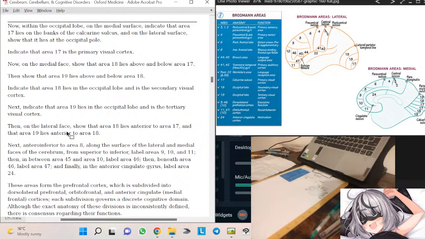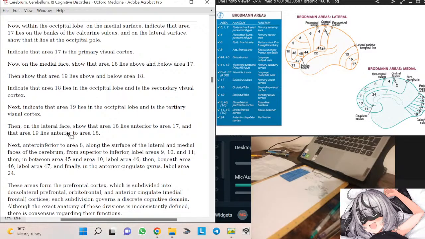Now, within the occipital lobe, on the medial surface, indicate that area 17 lies on the banks of the calcarine sulcus, and on the lateral surface, show that it lies at the occipital pole. Indicate that area 17 is the primary visual cortex. Now, on the medial face, show that area 18 lies above and below area 17. Then show that area 19 lies above and below area 18. Indicate that area 18 lies in the occipital lobe and is the secondary visual cortex. Next, indicate that area 19 lies in the occipital lobe and is the tertiary visual cortex. Then on the lateral face, show that area 18 lies anterior to area 17 and that area 19 lies anterior to area 18.